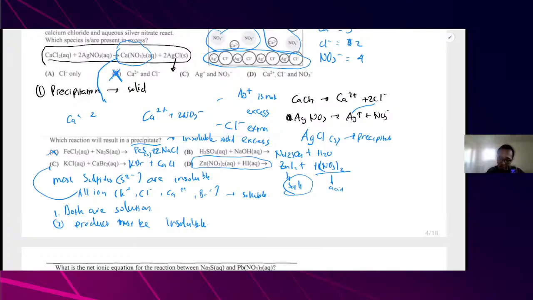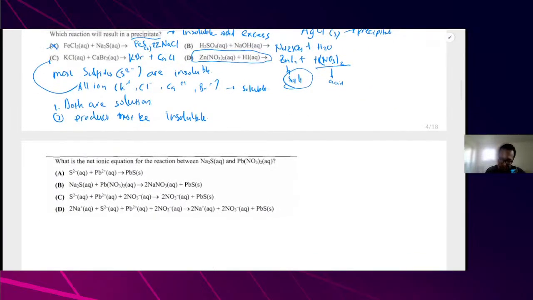Okay, so now the next question. What is the net ionic equation for the reaction between this one and this one? Remember the net ionic principle. I will give you the concept, so hopefully using the concept that I taught you, it will be helpful if we have a different type of question.